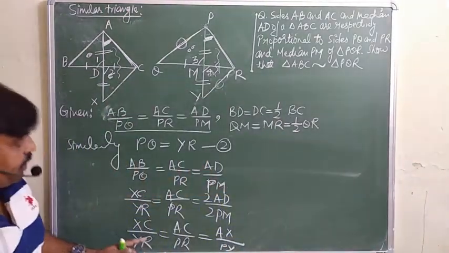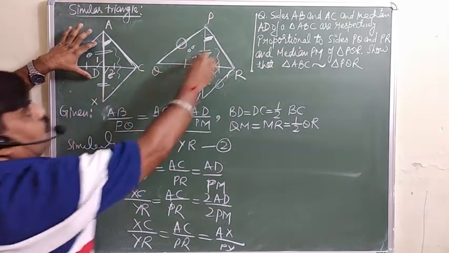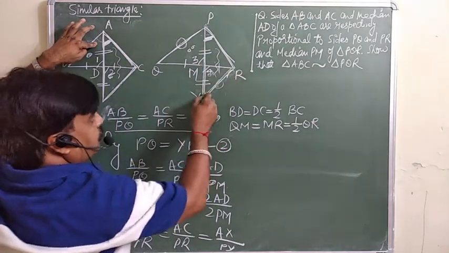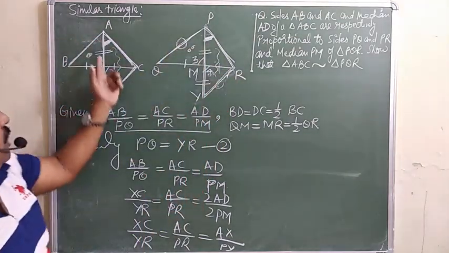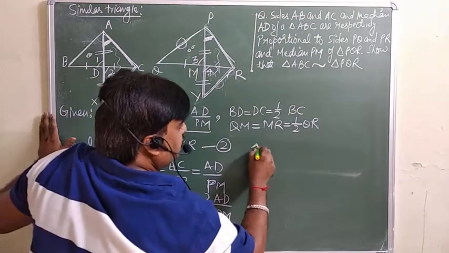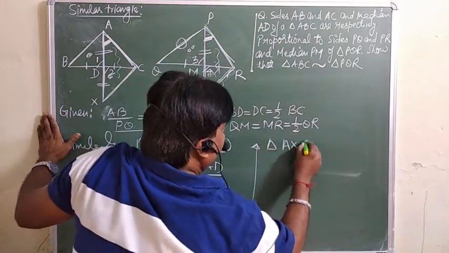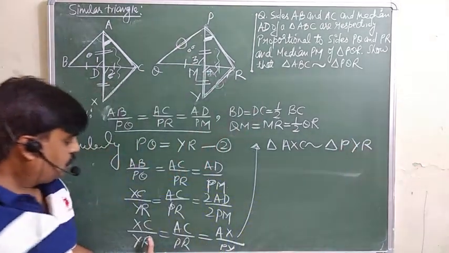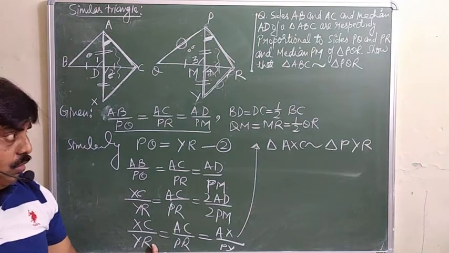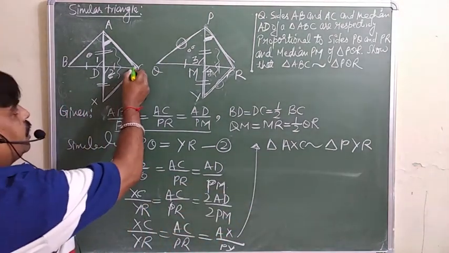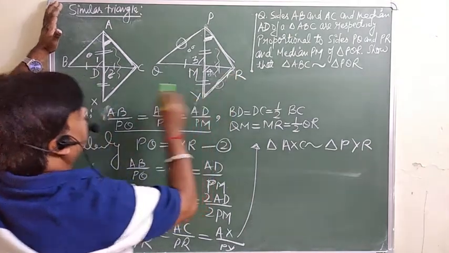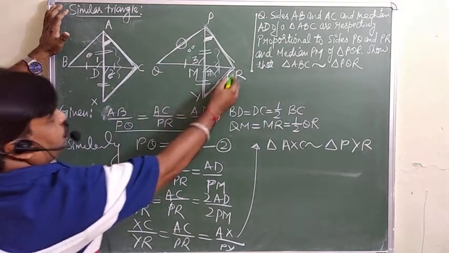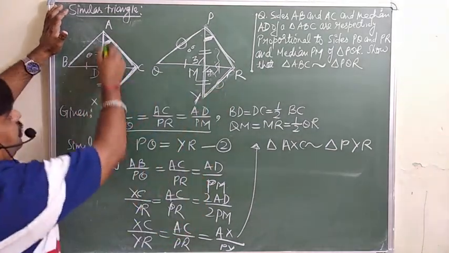So finally here you are getting this side over this, and this one over this one. If the corresponding sides are in proportion, then you know the triangles will be similar. Therefore you can say the triangle AXC is similar to triangle PYR, because the corresponding sides' ratio is already equal, so you can declare. And after that, XC over YR, not PR, YR, is equal to AC over this one.